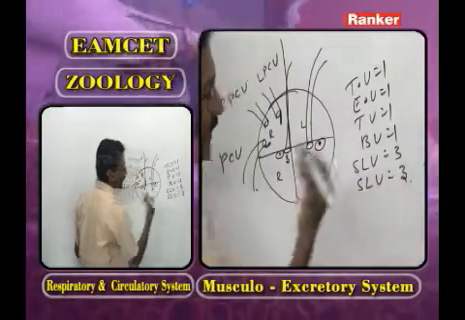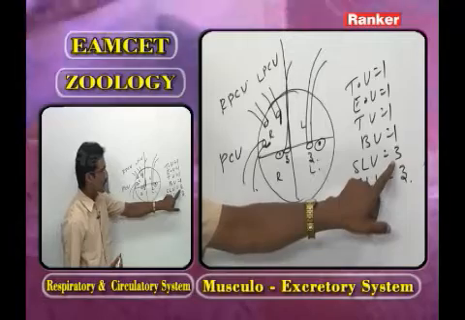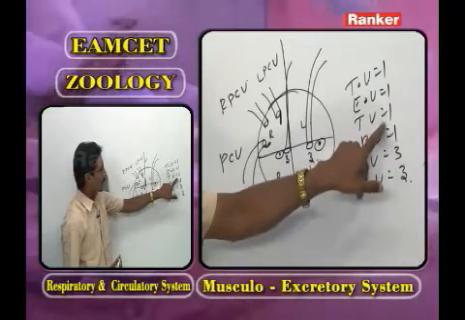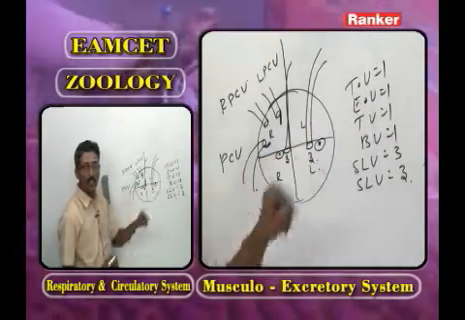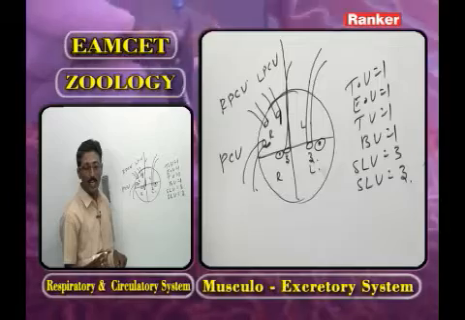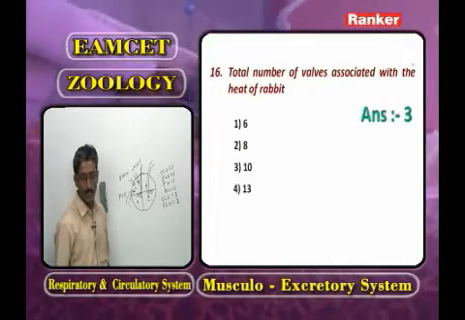Now you have to count. Semilunar valves 3 plus 3 is 6. Bicuspid valve 1. Tricuspid valve 1. Eustachian valve 1. And Thebesian valve 1. Total number of valves associated with the heart is 10. Now we go for the next question.